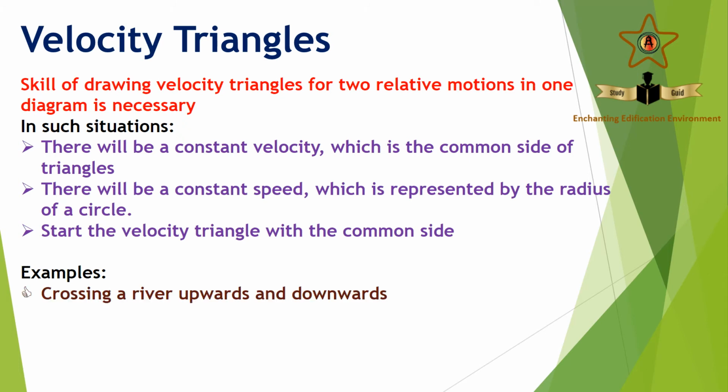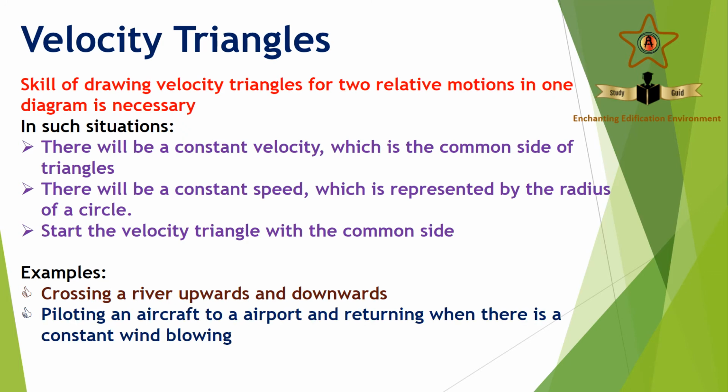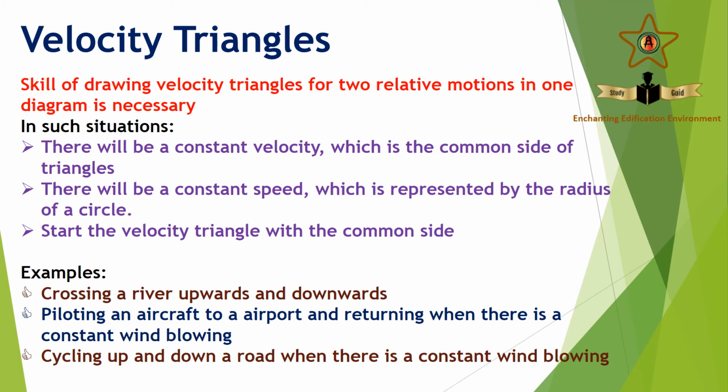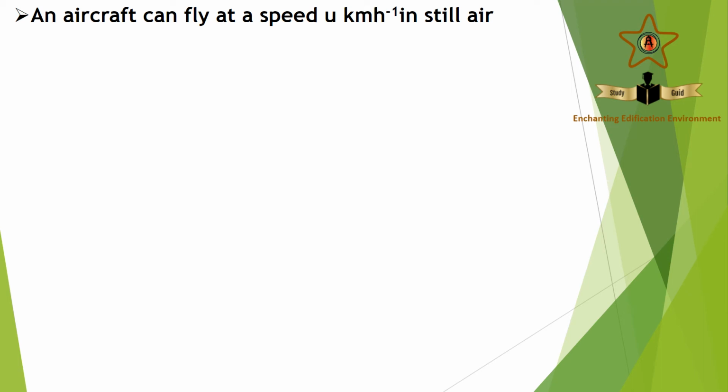Examples of these situations: crossing a river upward and downward, that is, you swim upward on the river as well as downward on the river. Then piloting an aircraft from one airport to another airport and returning back to the previous airport when a constant wind is blowing. Cycling up and down on a road, again when there's a constant wind blowing. Now we are going to discuss a typical example.